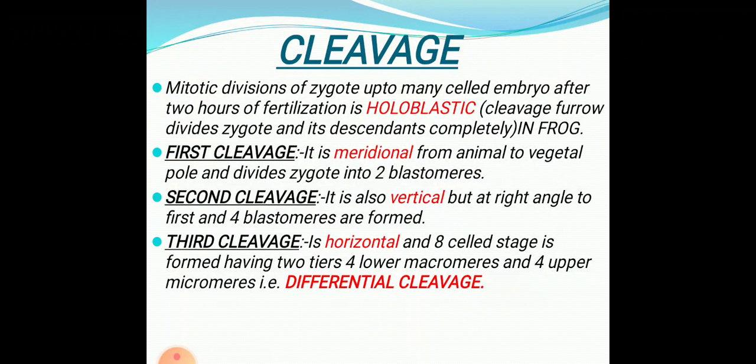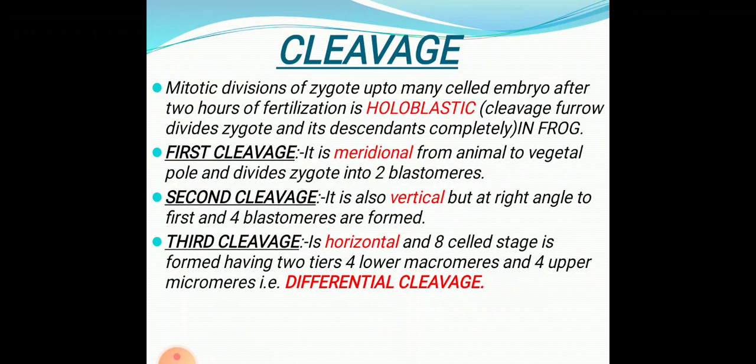So hence they are arranged in two tiers. The smaller blastomeres are situated in the animal hemisphere and are called micromeres. The larger blastomeres are called macromeres and are located at the vegetal hemisphere. So this you have to remember in the third cleavage.